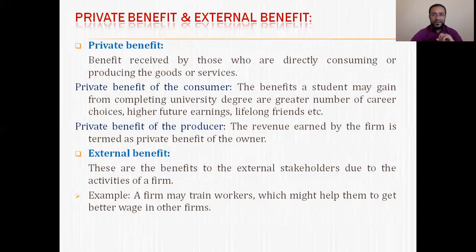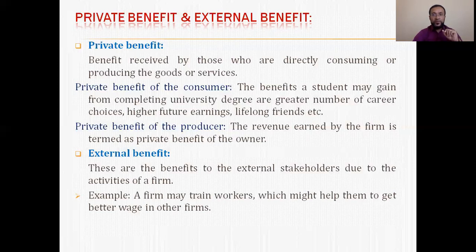Now come to the private and external benefit. Private benefit received by those who are directly consuming or producing the goods or services is called the private benefit. Private benefit is related to the producer and the consumer. First of all, private benefit of the consumer. The benefits a student may gain from completing a university degree: a greater number of career choices, higher future earnings, lifelong friends, etc. So when a student is completing higher education, he is getting the benefit. His future income will increase, he will get a variety of choices. So this is his private benefit of consuming the education.